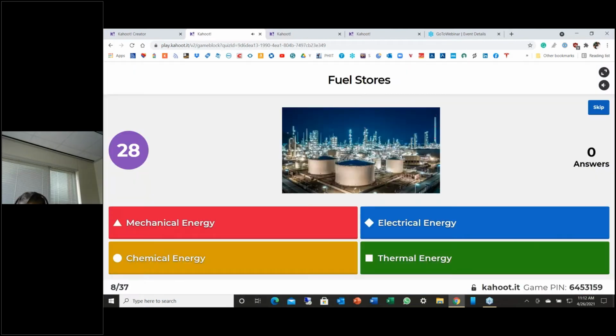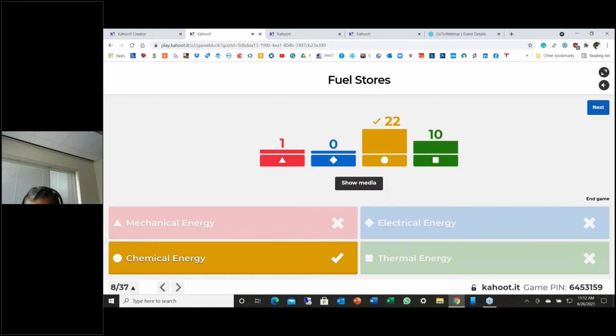What is stored in fuel? Is it mechanical energy, chemical energy, electrical energy, or thermal energy? So I think we already discussed it. It is the chemical energy which is stored in the fuel, and by process of combustion, we are transferring the chemical energy into thermal energy.